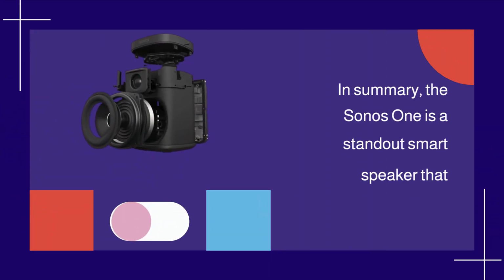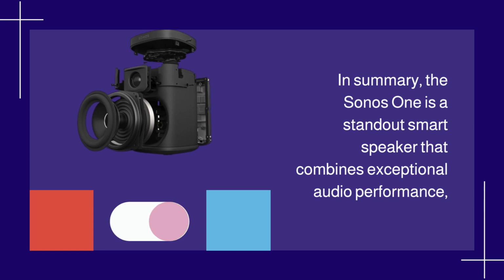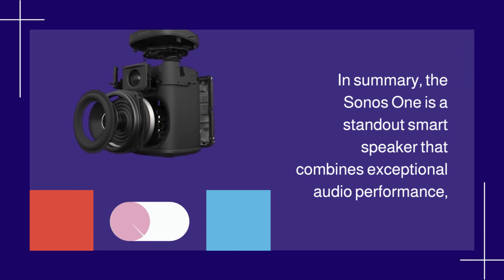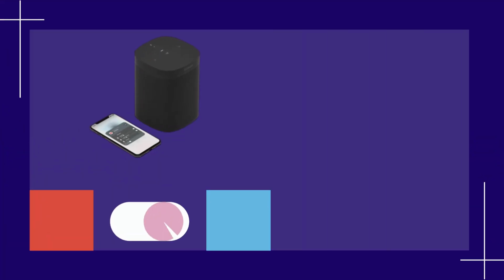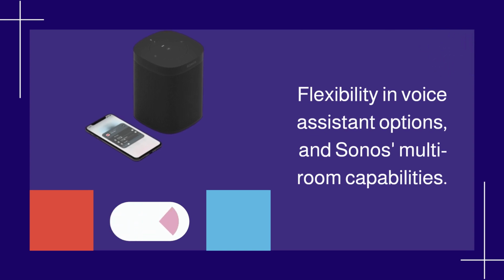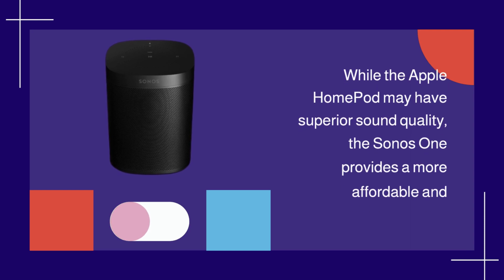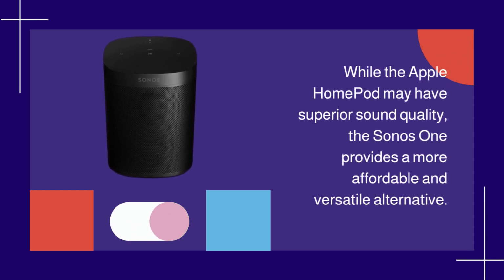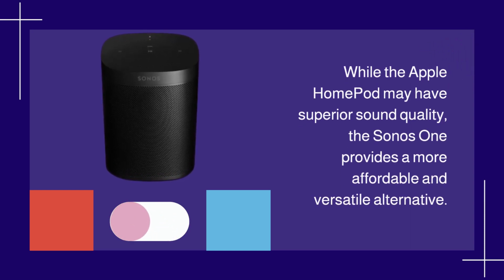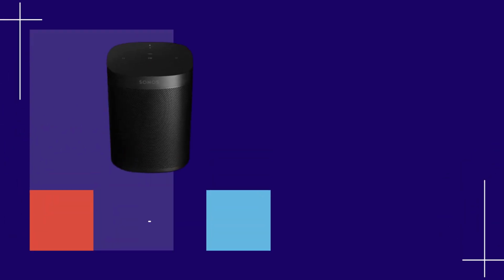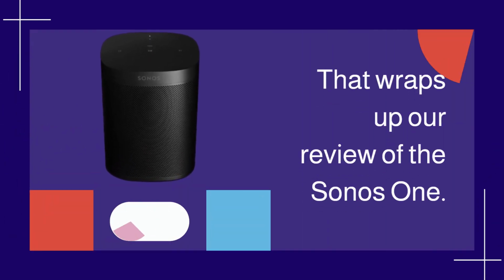In summary, the Sonos One is a standout smart speaker that combines exceptional audio performance, flexibility in voice assistant options, and Sonos multi-room capabilities. While the Apple HomePod may have superior sound quality, the Sonos One provides a more affordable and versatile alternative. That wraps up our review of the Sonos One.